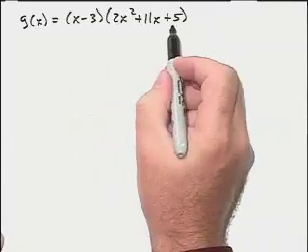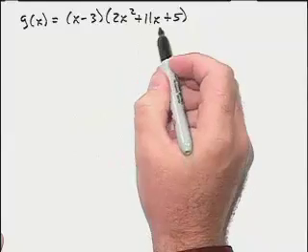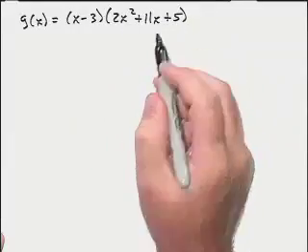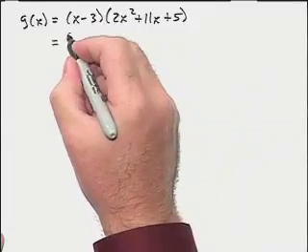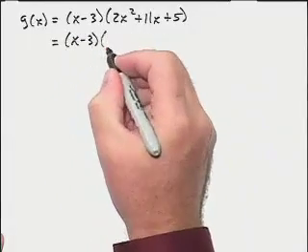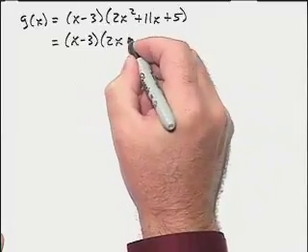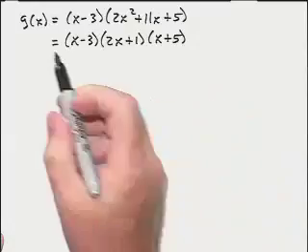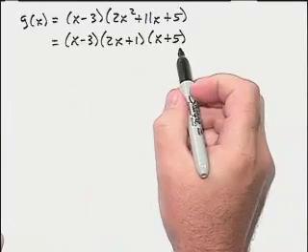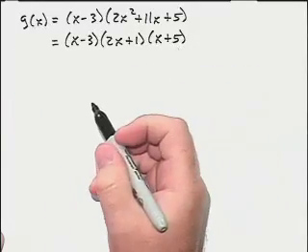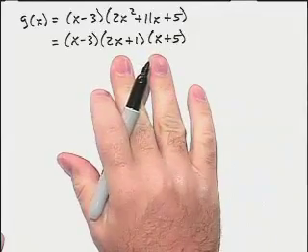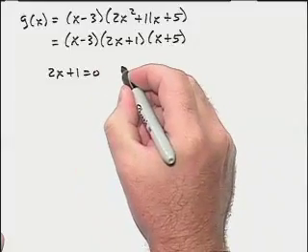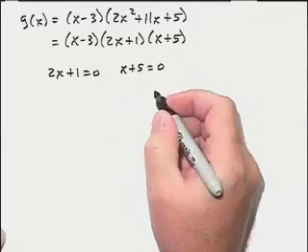We only need to worry about factoring this reduced polynomial now, 2x squared plus 11x plus 5. This is a quadratic, so we could try to factor that. We'll get x minus 3 times 2x plus 1 times x plus 5. So here we have our function g of x in factored form. To find the remaining zeros, set our last two factors equal to 0 and solve. We get 2x plus 1 equals 0. x plus 5 is equal to 0.